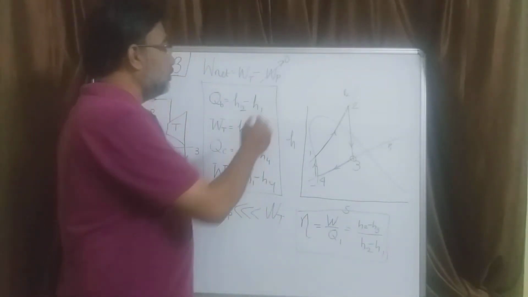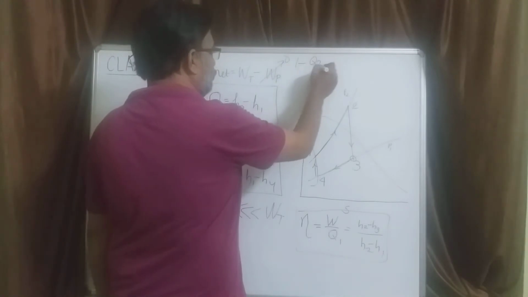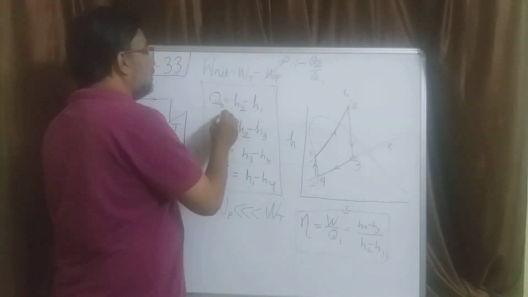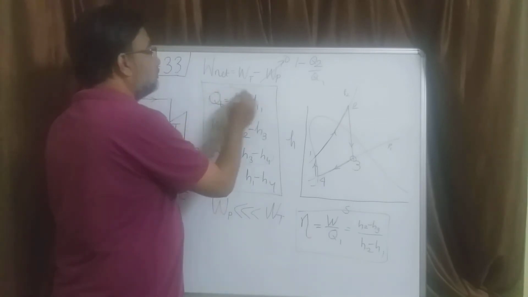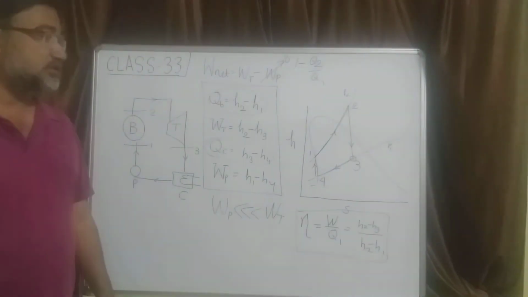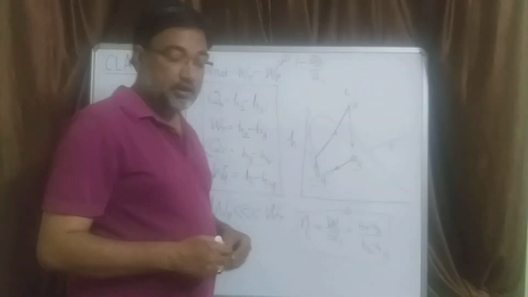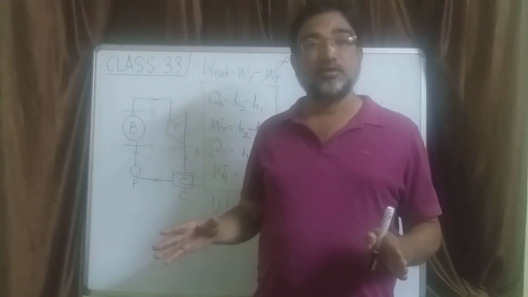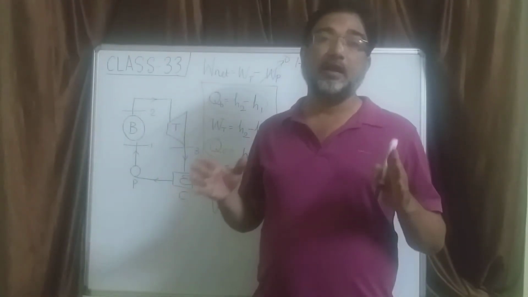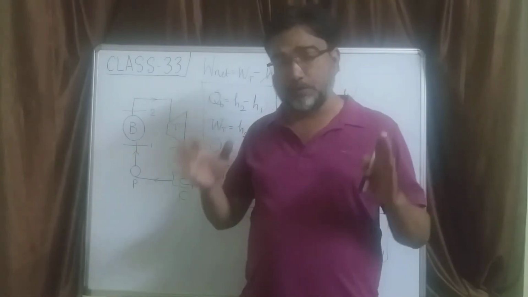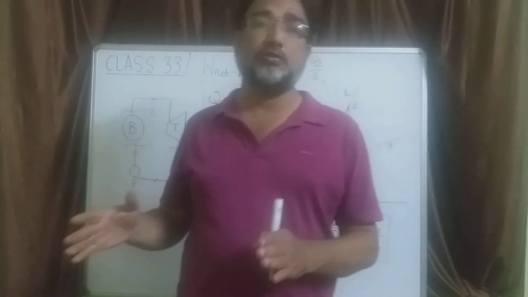This is also equal to 1 minus Q2 by Q1. If you do Q2 by Q1, Q2 is this and Q1 is this. So there also you get the same thing. So this is the efficiency of a Rankine cycle power plant. So Rankine cycle power plant is governed by Kelvin-Planck statement of second law only, and there has to be a source, there has to be a sink, there has to be a process of heat addition, there has to be a process of heat rejection.